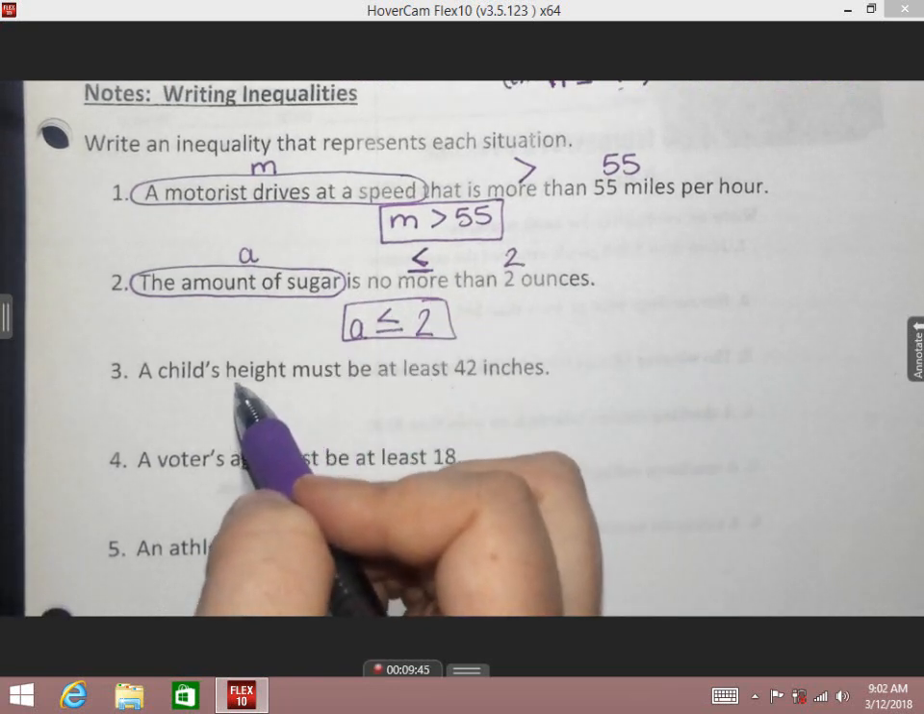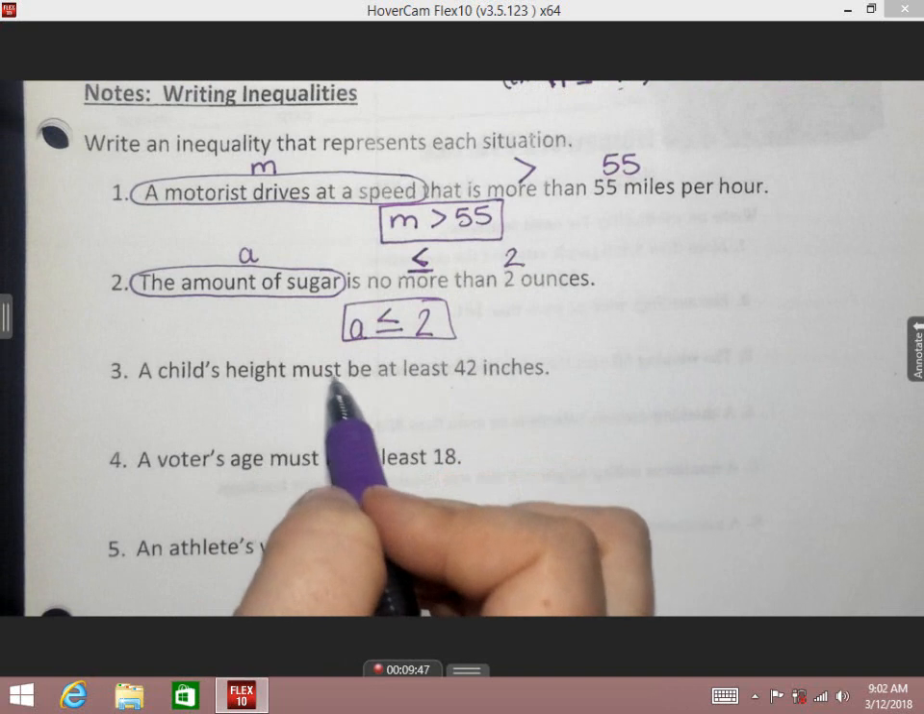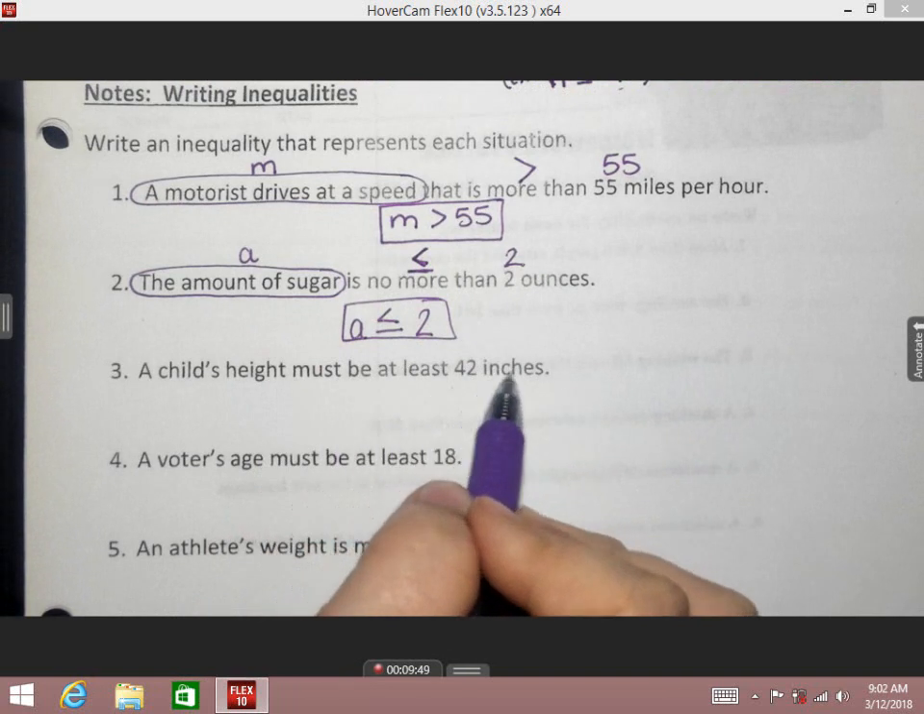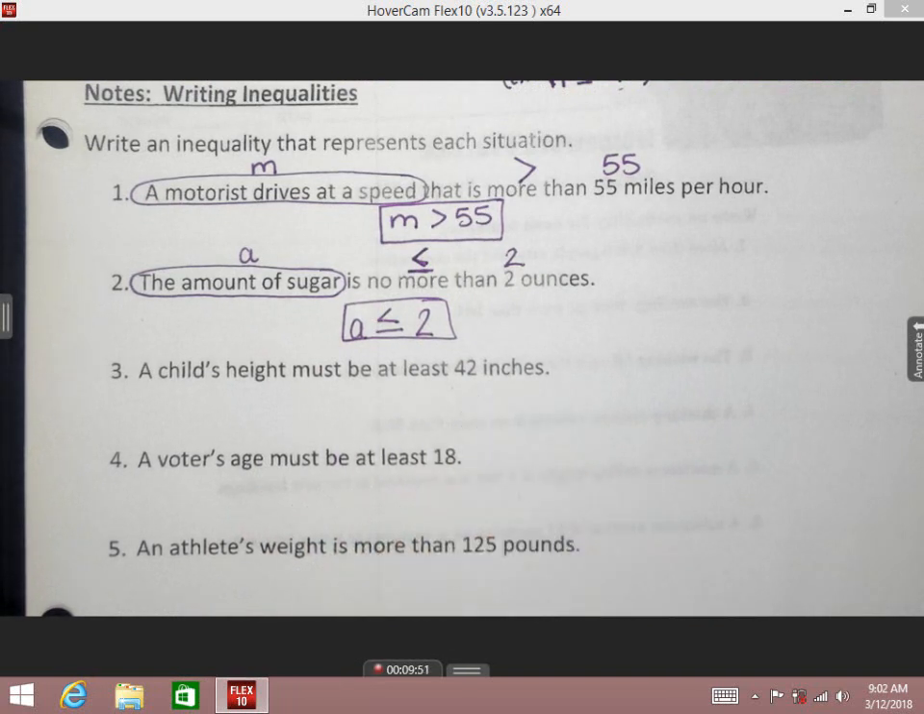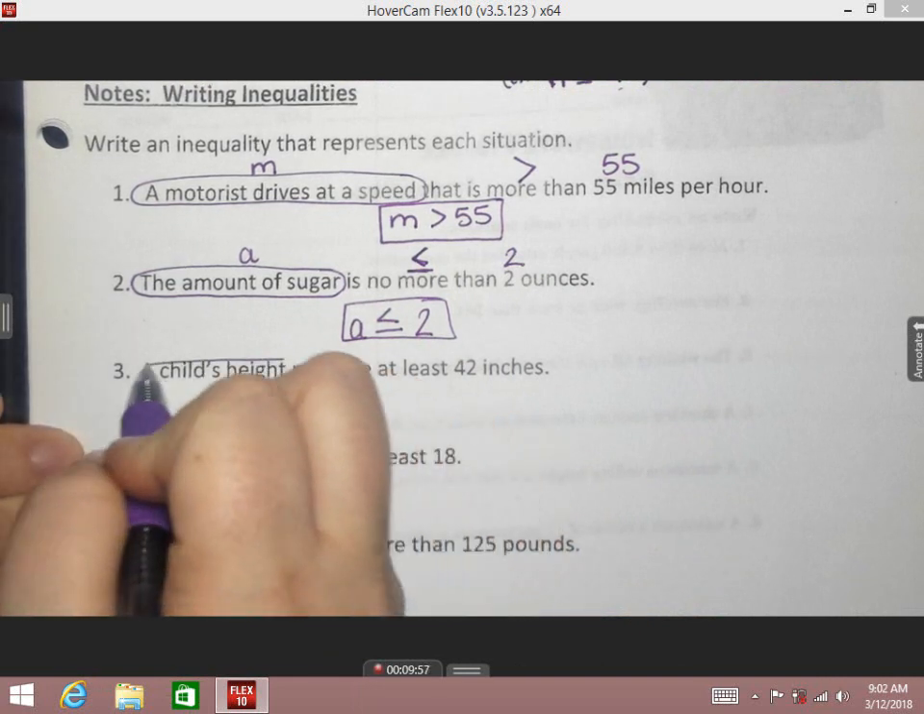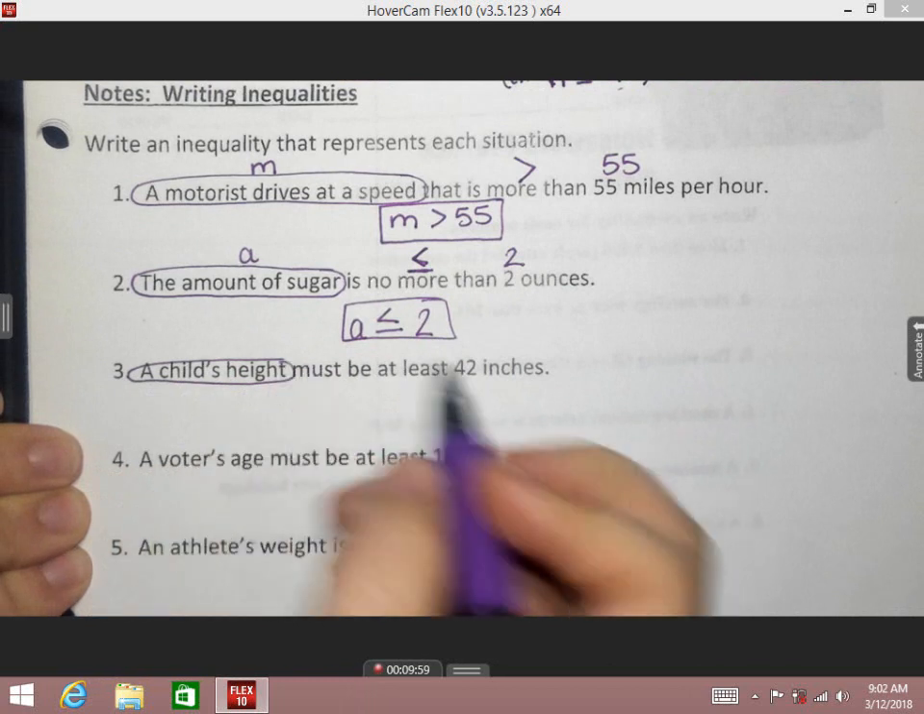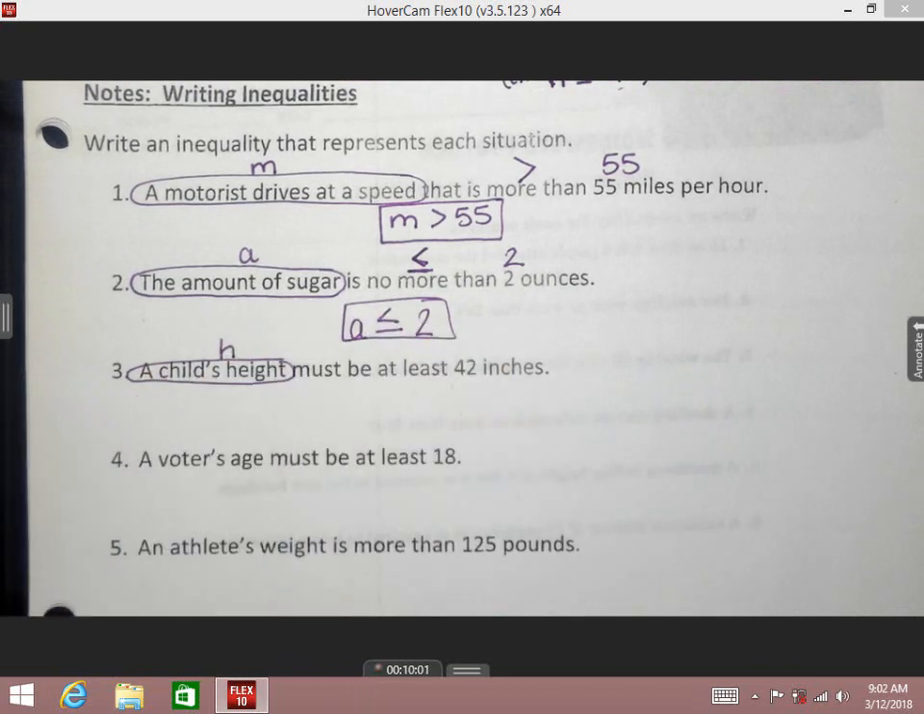Number 3, a child's height must be at least 42 inches. All right, what is this problem talking about? What is my subject here? Dina? A child's height. What variable would you like to use, Sina? H. We're talking about the height. All right, so guys, what I like to think about here is it's saying it must be at least 42 inches. So it's kind of like when you're going to the fair maybe for the first time, or if you're going to like Six Flags for the first time.